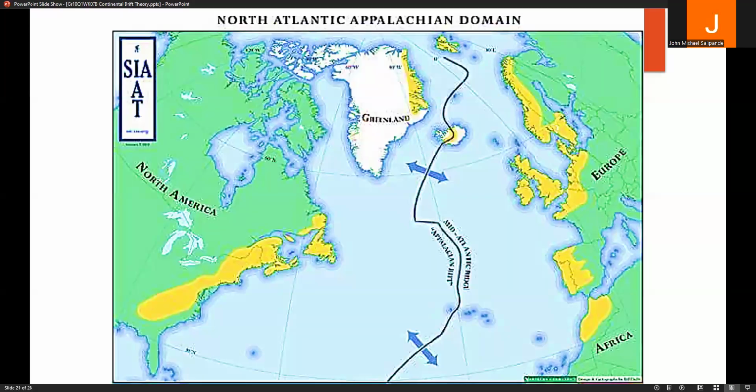All right. So we have four continents here. We have North America, Greenland, Europe, and Africa. Not all parts of the continent were represented, only the ones containing the North Atlantic Appalachian domain, which is represented by yellow highlights or yellow streaks. So what can you say about the distribution of the North Atlantic Appalachian domain in these areas?